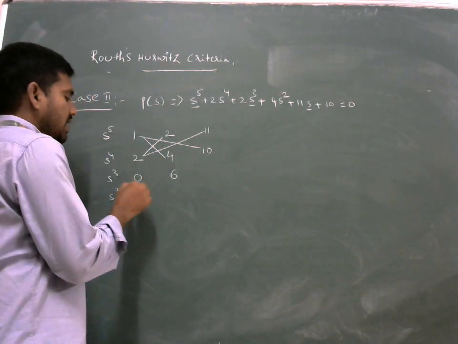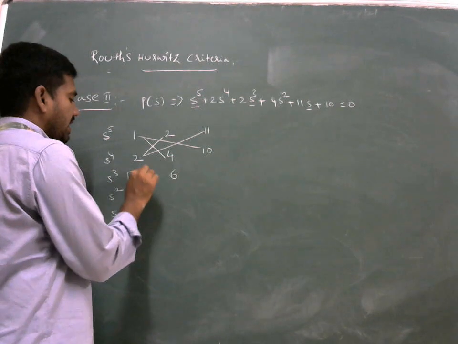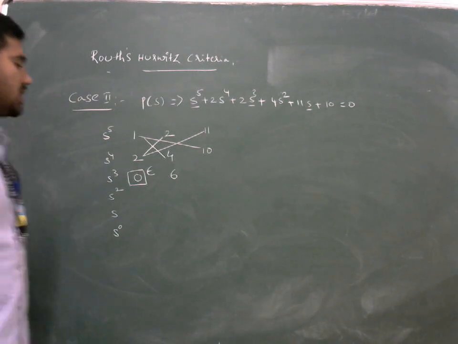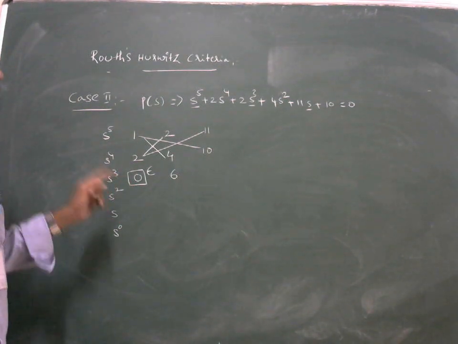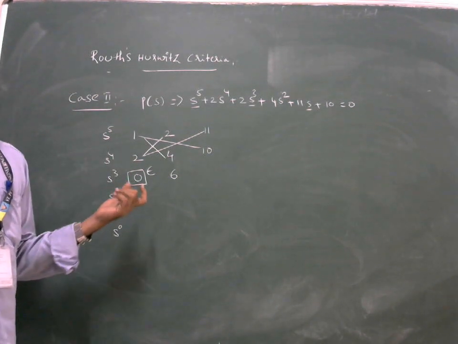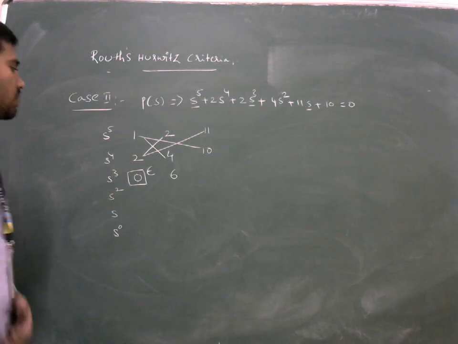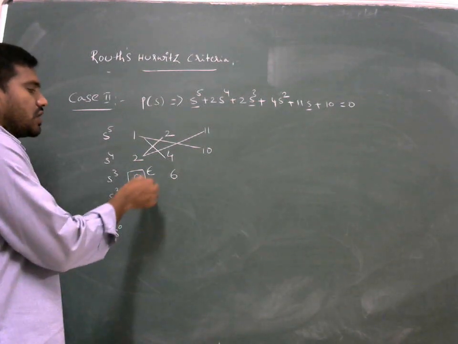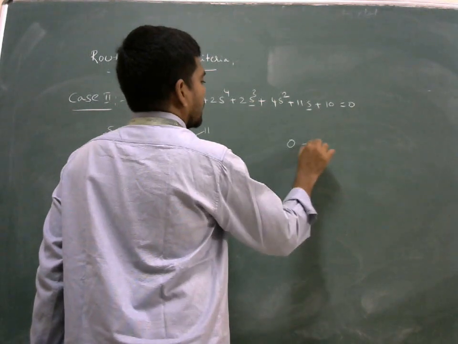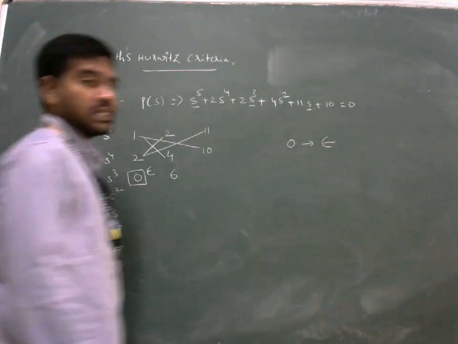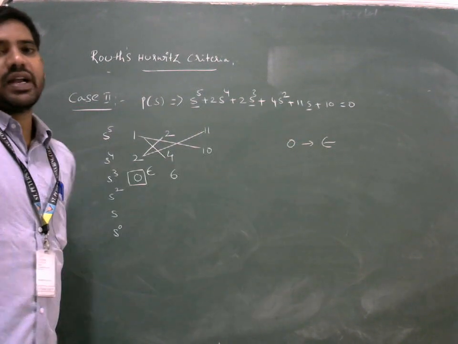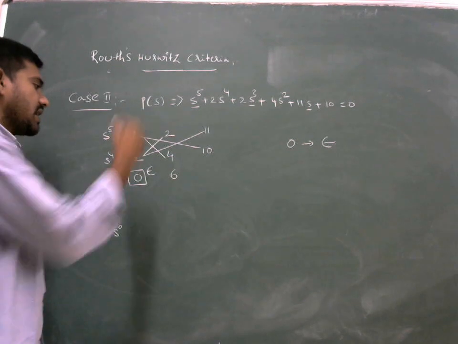Now, what is the problem here? We are getting a 0 in the first element of the concerned row. So what we need to do is replace that 0 with a very small value, that is an epsilon. You need to replace the 0 with an epsilon. Now you will do the same calculation.